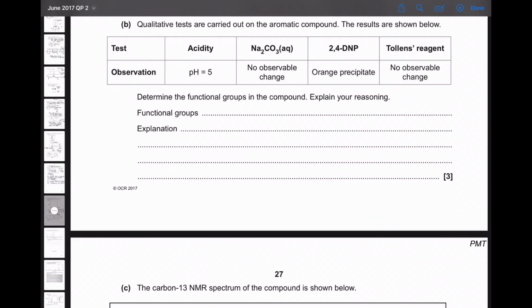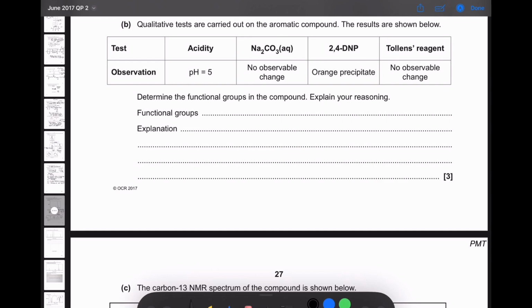Qualitative tests are carried out on the aromatic compound. The results are shown below. Determine the functional groups in the compound and explain your reasoning. Well, first of all, we've got some sort of acidic compound. So that's good to know. But it doesn't react with sodium carbonate, so it can't be a carboxylic acid. So at the moment it's looking like it's going to be phenol, because phenol is acidic, but it doesn't react with sodium carbonate.